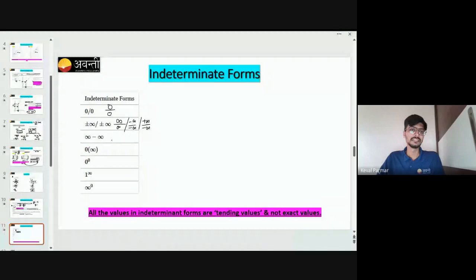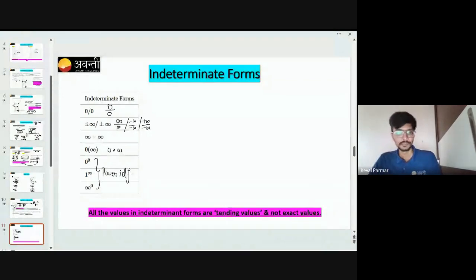The third is infinity minus infinity. Fourth is 0 into infinity. Fifth is 0 raised to 0, 1 raised to infinity, and last is infinity raised to 0. They're called power indeterminate forms since they are in the power.